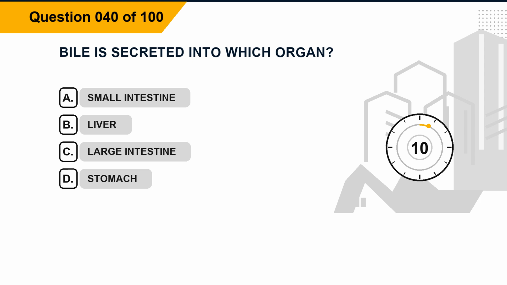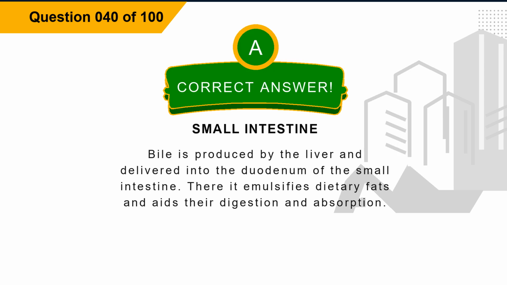Question 40. Bile is secreted into which organ? Option A, small intestine. Option B, liver. Option C, large intestine. Option D, stomach. The correct answer is option A, small intestine. Explanation. Bile is produced by the liver and delivered into the duodenum of the small intestine. There it emulsifies dietary fats and aids their digestion and absorption.